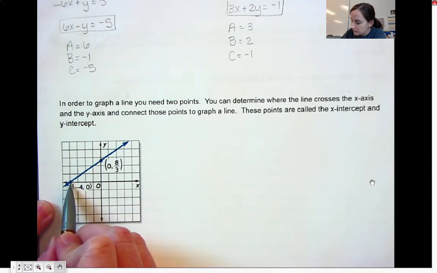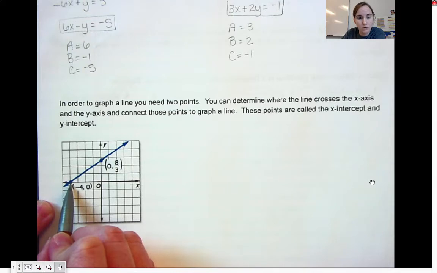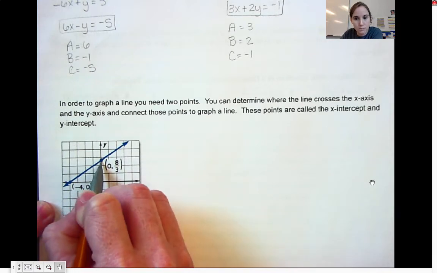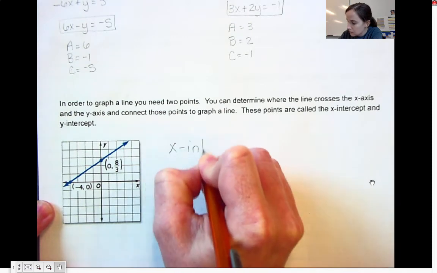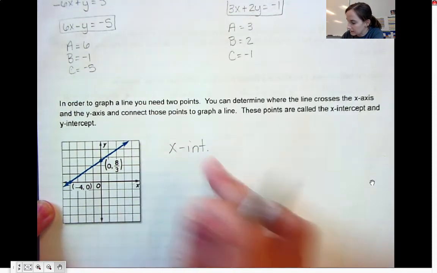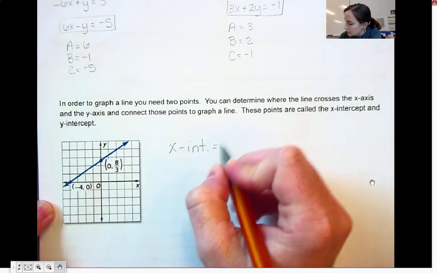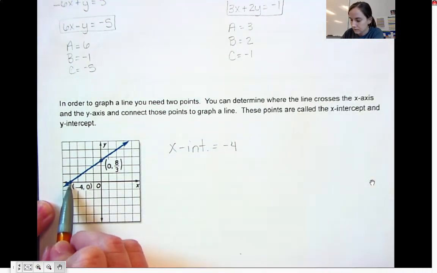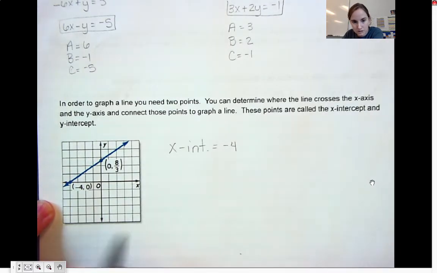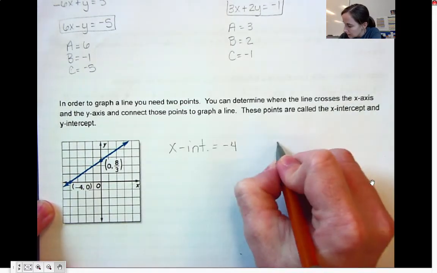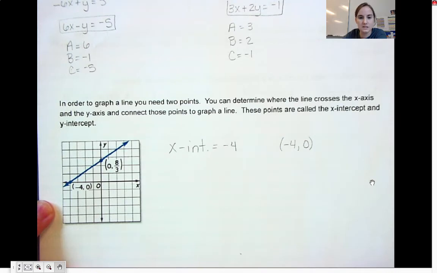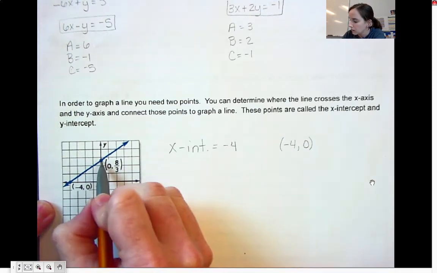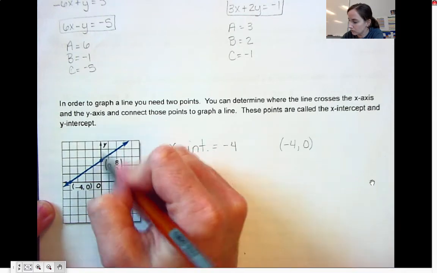So in this case, this would be the x-intercept because it crosses the x-axis. This would be called the y-intercept because it crosses the y-axis. So the x-intercept, sometimes we abbreviate and write int for intercept, is negative 4. And you'll need to know that that means if it's a point on the x-axis, it lands at negative 4 and 0 for the y because it did not move up or down. This would be the y-intercept because that's where it crosses the y-axis.